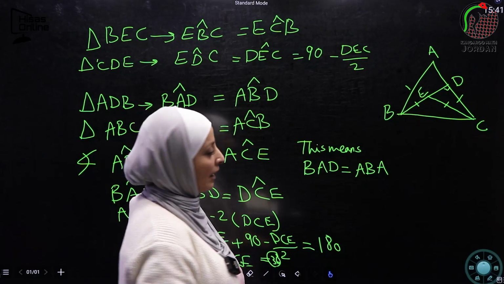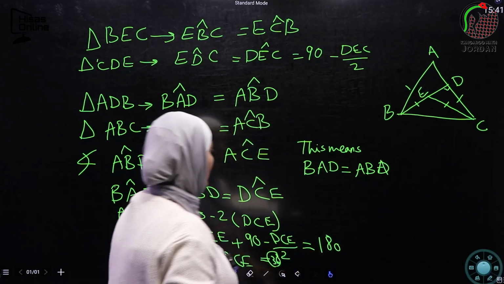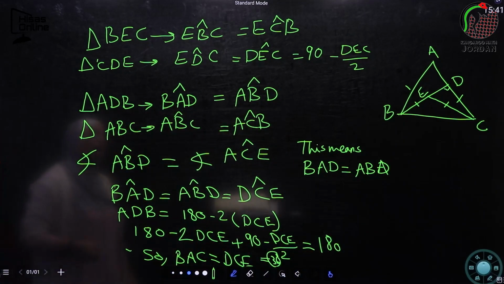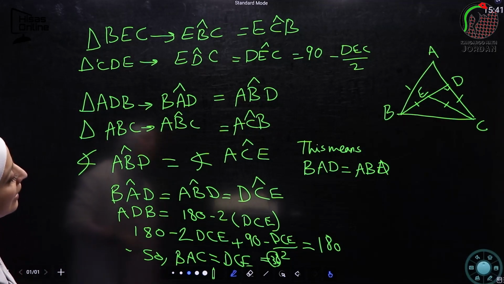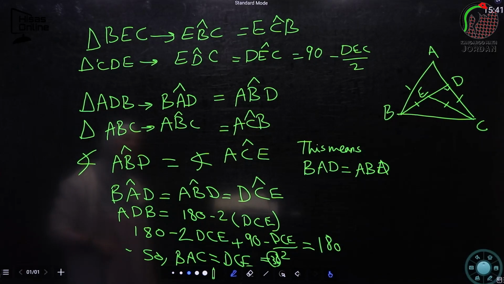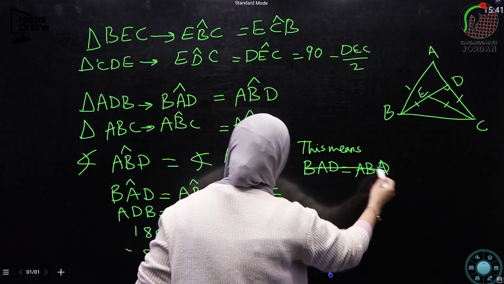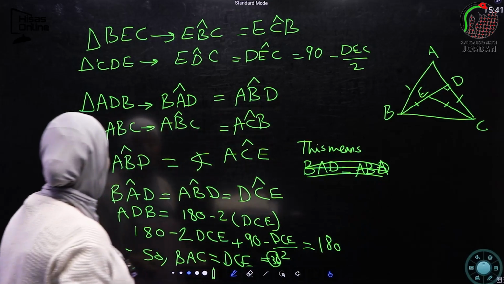It's supposed to be ABD. Okay, BAD, let's see, where is it? Yes. A, B, D. Okay, we got it the same. This is the same triangle. No need for the sentence.